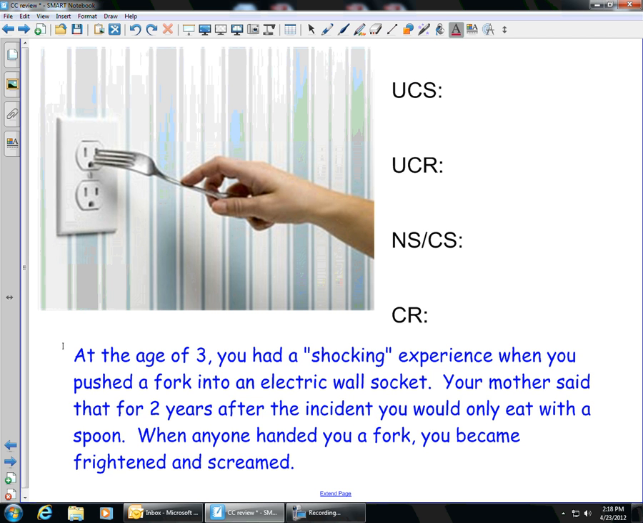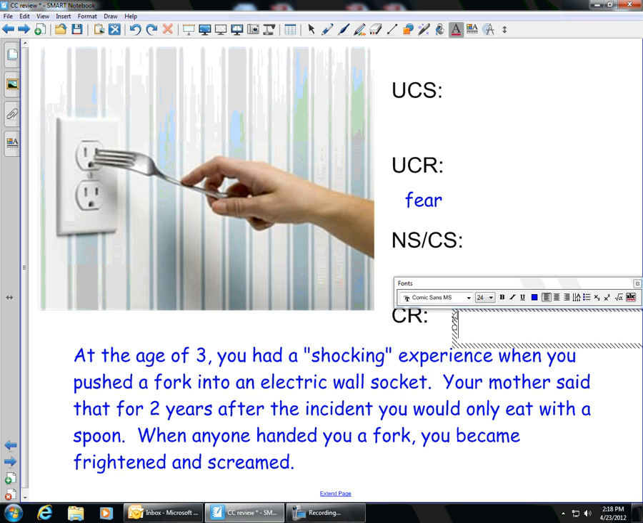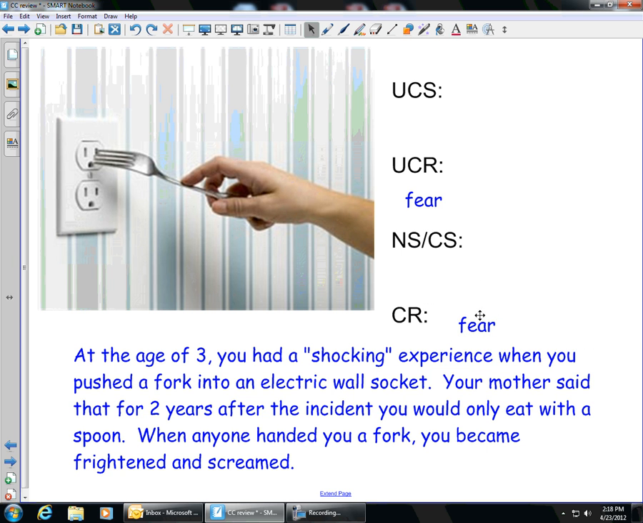Mom said that for 2 years after the incident, you would only eat with a spoon. When anyone handed you a fork, you became frightened and screamed. So when we're thinking about the response, you should be hearing loud and clear a fear response. Okay, in our situation, it says a couple of times, and it says down here, you're frightened and screamed.